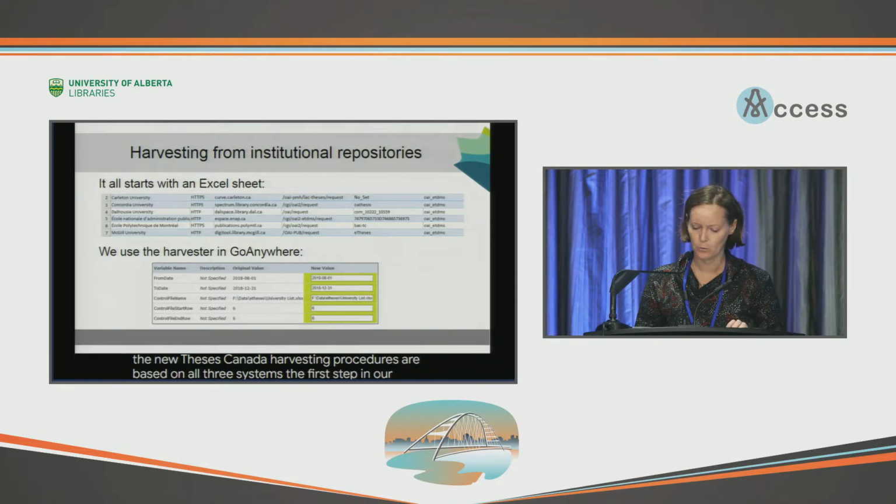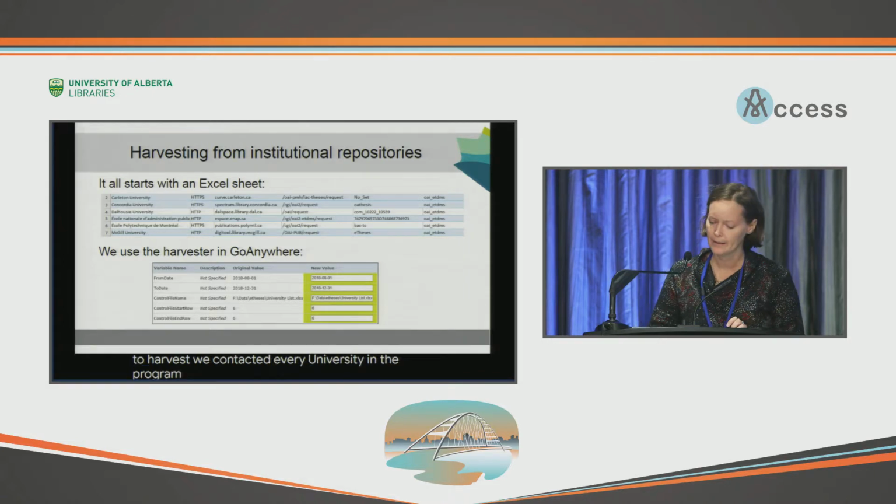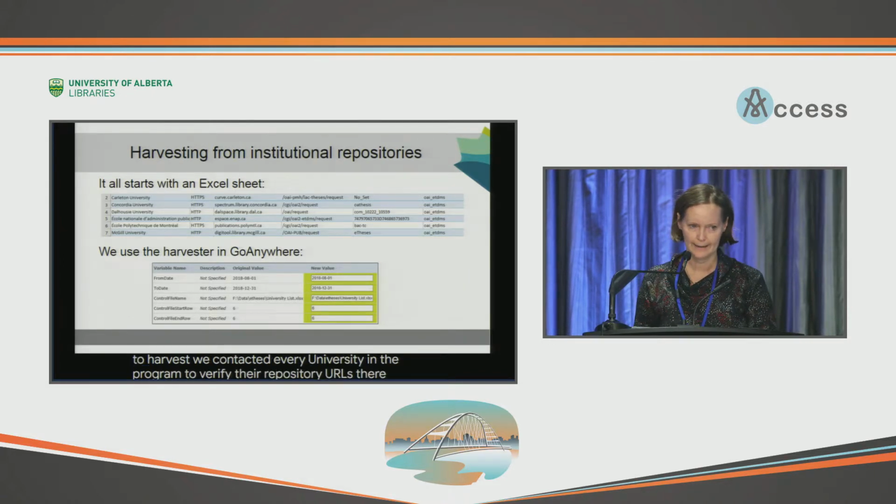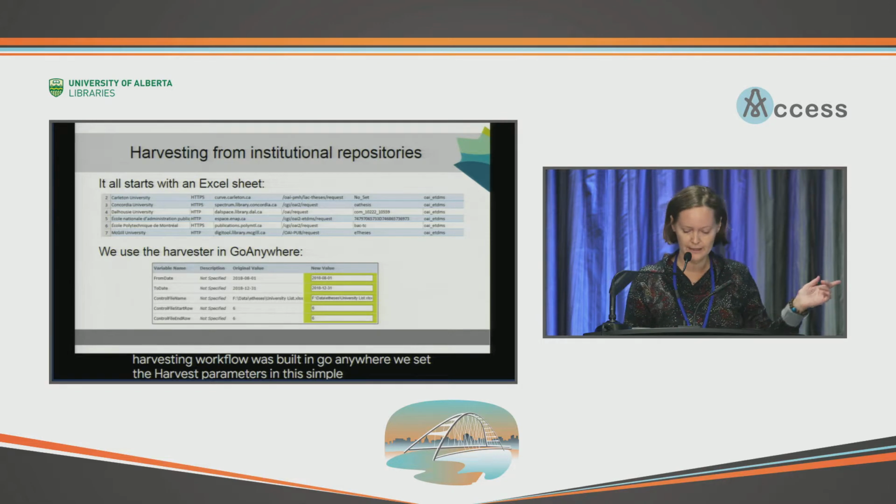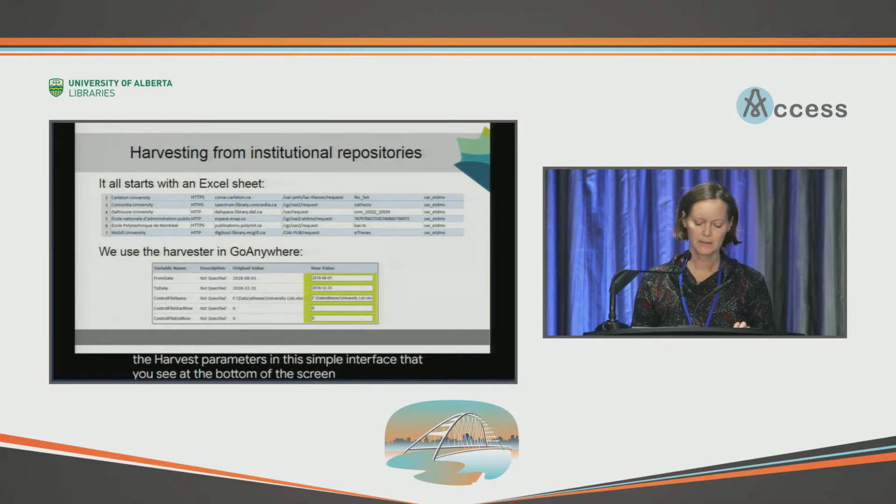The first step in our harvesting workflow is determining what we're going to harvest. We contacted every university in the program to verify their repository URLs, their set names, and their metadata formats. This info all goes into an Excel sheet that the harvester reads. We asked the universities to provide ETDMS metadata, which is essentially Dublin Core modified with 4 extra fields for the degree information. The harvesting workflow was built in Go Anywhere. We set the harvest parameters in this simple interface that you see at the bottom of the screen, specifying the dates, the location of the Excel spreadsheet, and the row or the range of rows on the spreadsheet that we want to harvest.